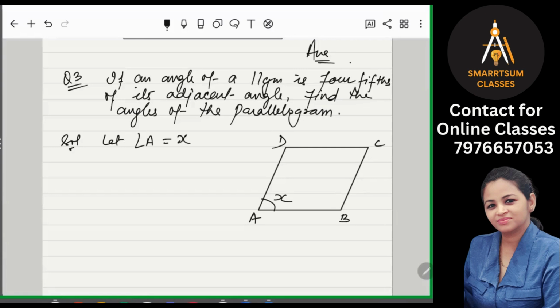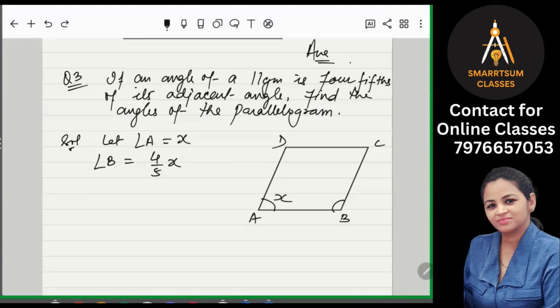So what will be its adjacent angle B? B is the adjacent angle. Then what will be the B? B will be 4/5 of this X, right? It is given here, right? That an angle of a parallelogram is 4/5 of its adjacent angle, right? So angle B, which is the adjacent angle of X, will become 4/5 of X. Getting it? Right? So angle A is X, angle B will be 4/5 X.